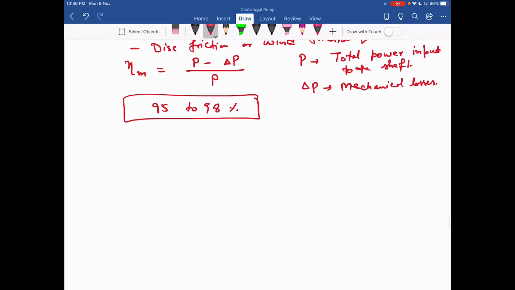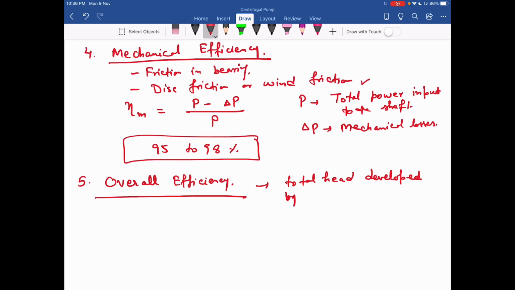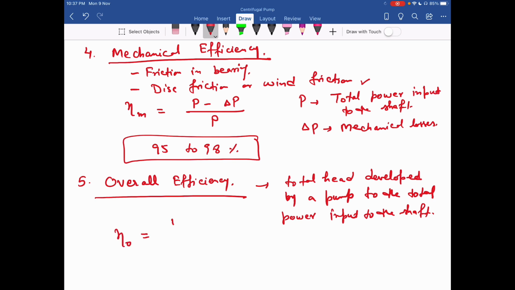Okay, and the last efficiency is the overall efficiency. That accounts for all the losses in the centrifugal pump, and it is the ratio of the total head developed by a pump to the total power input to the shaft. So I can write my eta O equal to wQH divided by P.